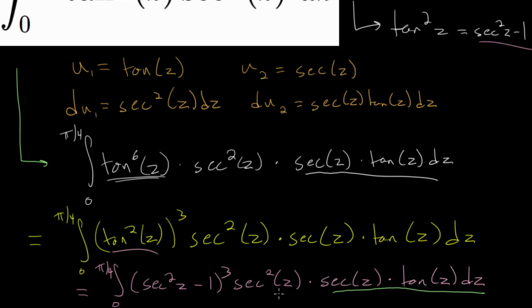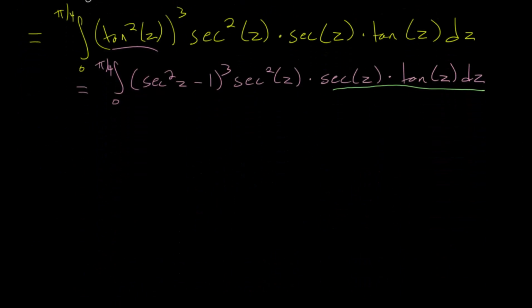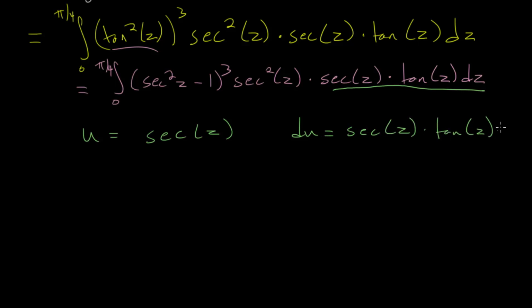At this stage, because we have the derivative of the secant function and everything else is in terms of the secant function, we can just set u equal to the secant of z. So let's say u is the secant of z, then the differential du would be the secant of z multiplied by the tangent of z dz. So we can replace this part here, the secant of z times the tangent of z dz, with just du, and then each of these secant functions will be replaced with u.